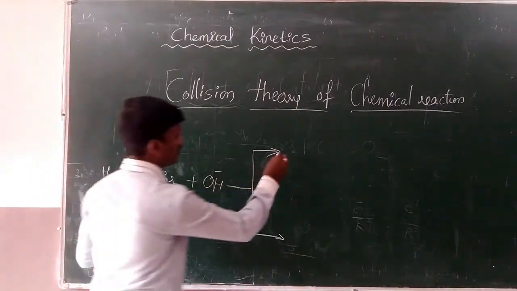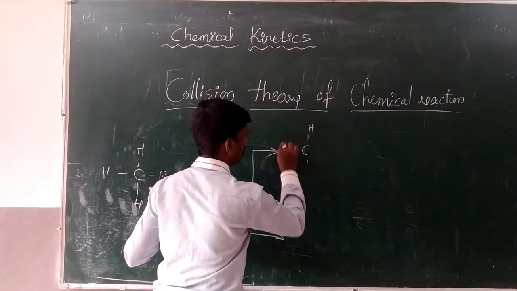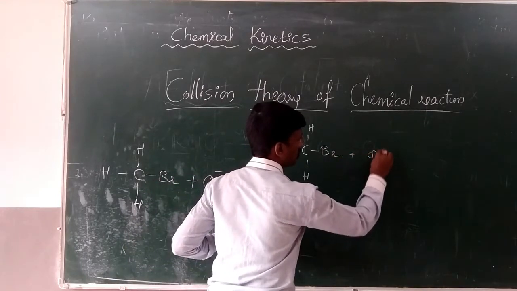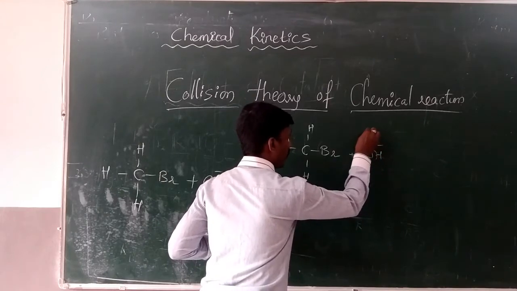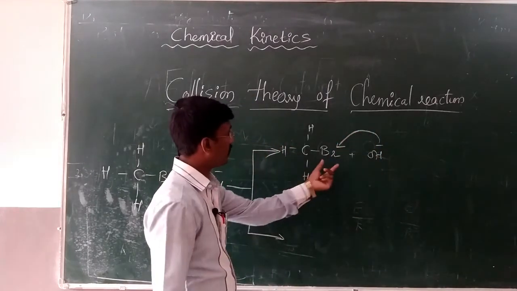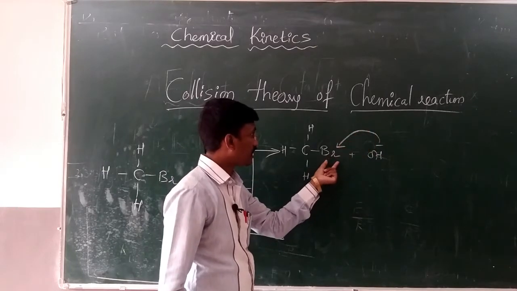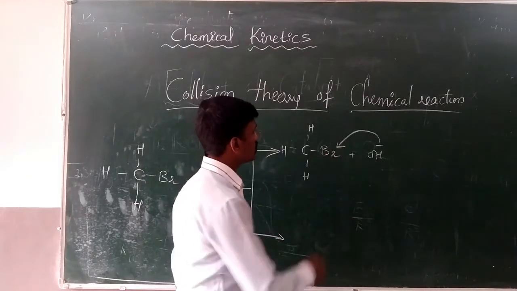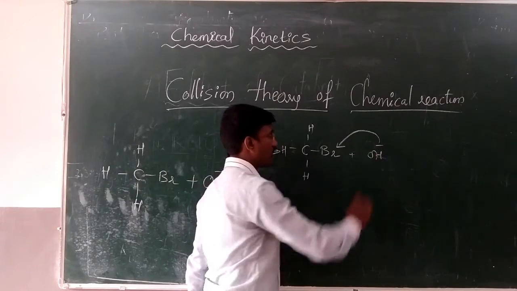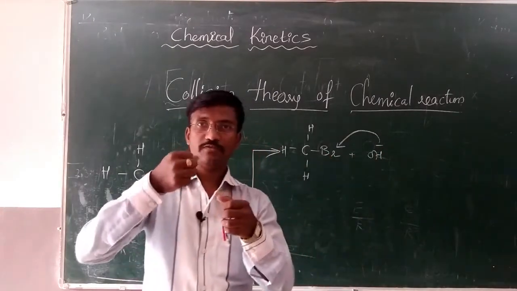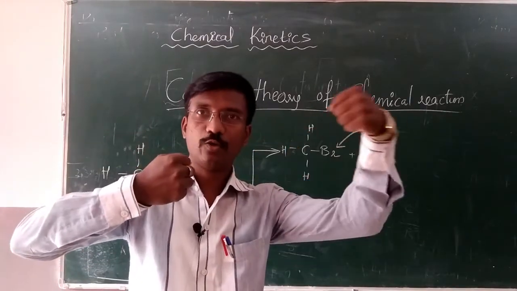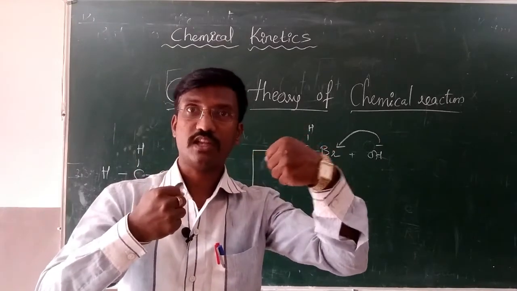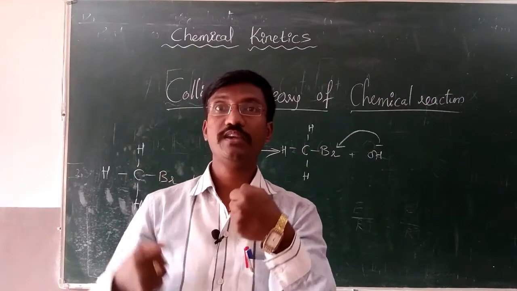So here, CH3, this is Br. If OH minus starts to collide with the methyl bromide from this direction, towards the Br, it is not possible to remove the Br, because OH is negatively charged and Br is also negatively charged. Like charges repel each other, so they do not undergo replacement. It is not a proper orientation.